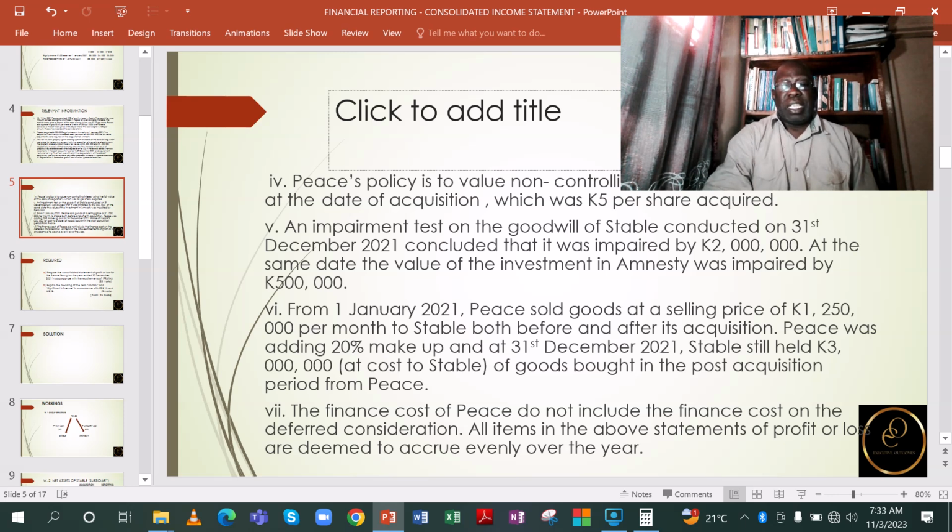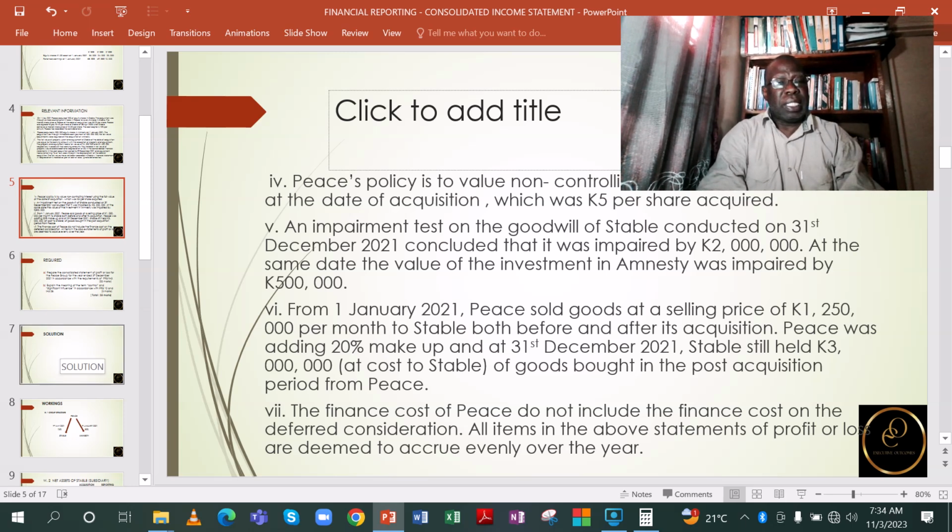Now look at it. Here, Peace was adding 20% markup. Peace is the one who sold goods to Stable, and these goods worth 3 million are being kept by Stable at the reporting date. There was still 3 million worth of goods with Stable, because they had collected them from Peace. This is the sales value, because this is what Stable bought them from Peace at. So for Peace to sell Stable 3 million, it means that it had already added the profit markup on the cost to arrive at the selling value of 3 million. So we cannot use this 20% because it is a markup, not a margin on the sales. We have to find the equivalent margin to this 20% markup, so that we can apply that margin on the sales.